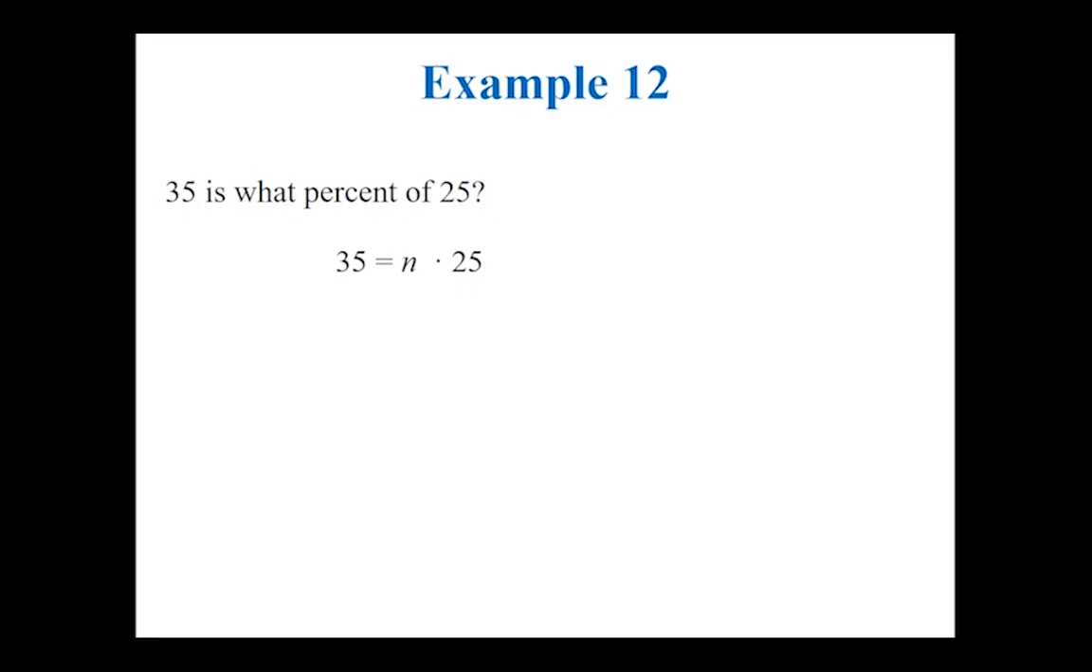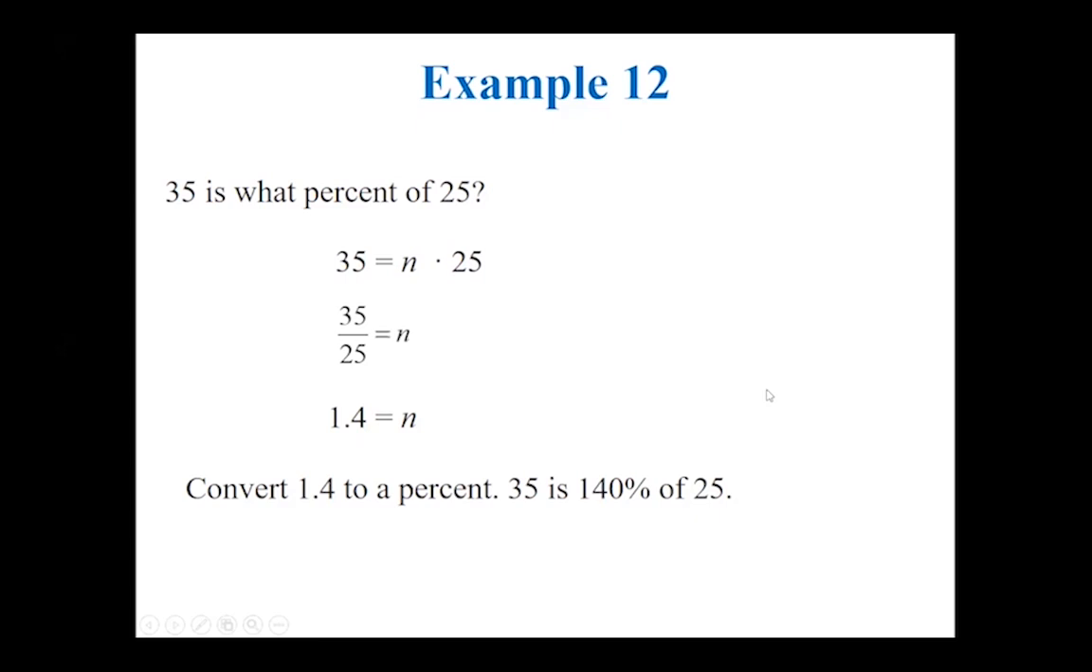We want to get the n by itself. We need to undo multiplying by 25. We do that by dividing both sides by 25. And 35 divided by 25, our calculator tells us, is 1.4. We have to change 1.4 to a percent to answer the question of what percent. Decimal place is going to go 2 to the right. So 140%.